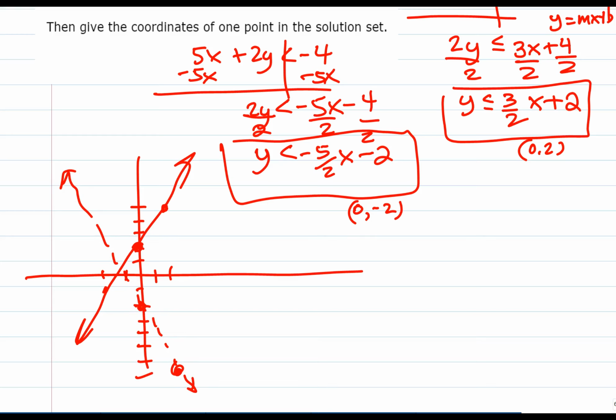Where will I shade? Compared to the solid, I want to go below the solid. Compared to the dashed, I want to go below the dashed. Which of these four regions is below both of those lines? Yeah, it is. This region? Is it below both of them? This region? It's shaded in.